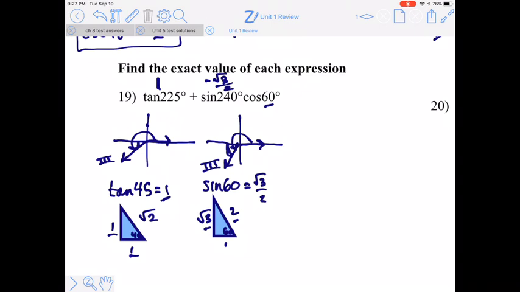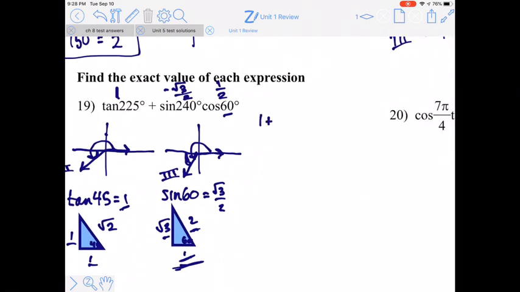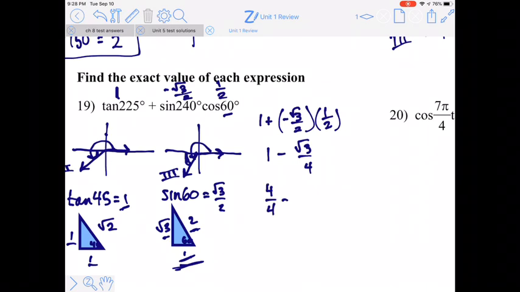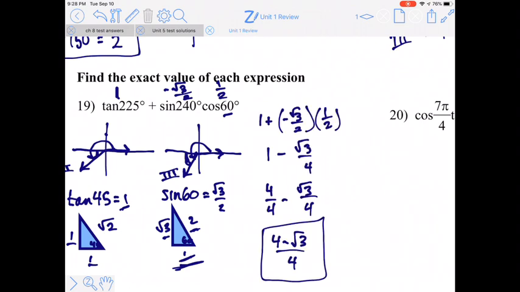And then cosine of 60, if I want to use the same triangle here, cosine of 60 is adjacent over hypotenuse. So that's positive 1/2. So the expression I need to consider is 1 plus negative root 3 over 2 times 1/2. So this is 1 minus square root of 3 over 4, which is 4 over 4 minus the square root of 3 over 4, or 4 minus the square root of 3 over 4.